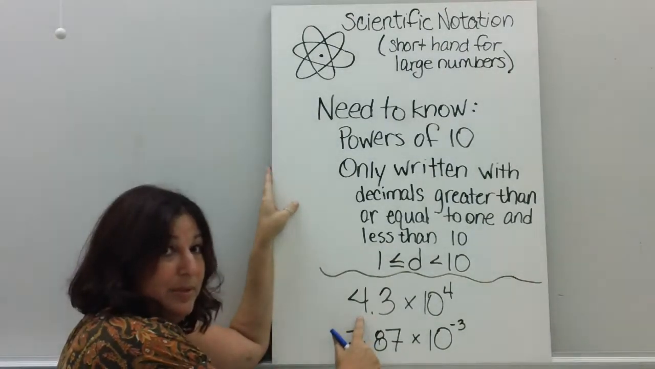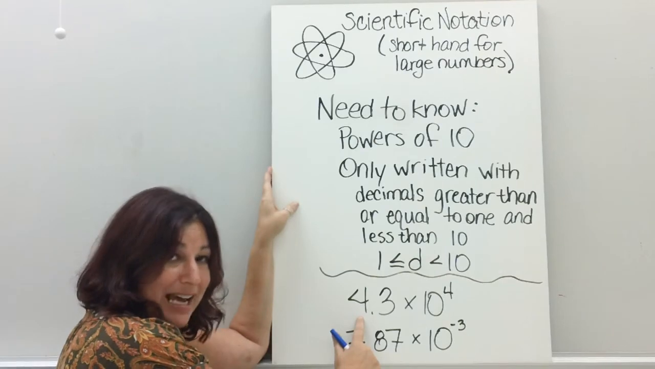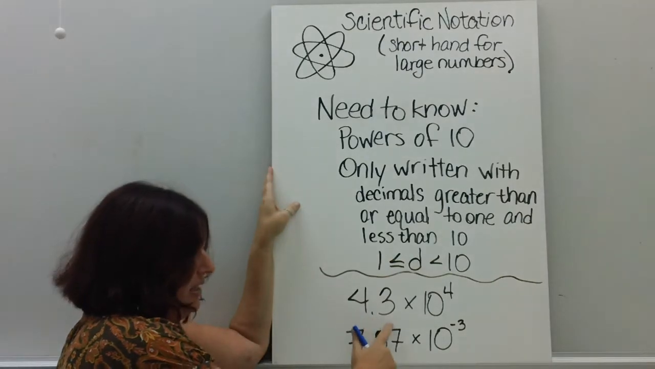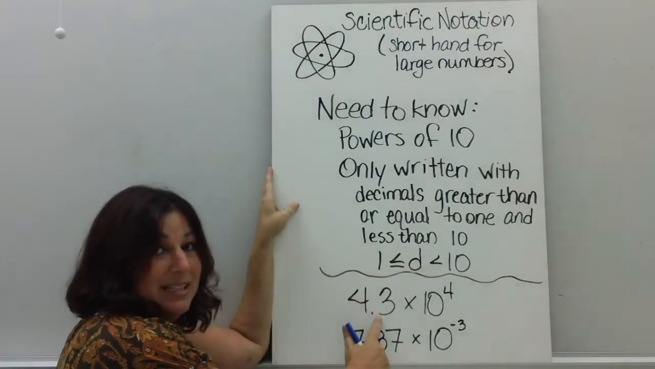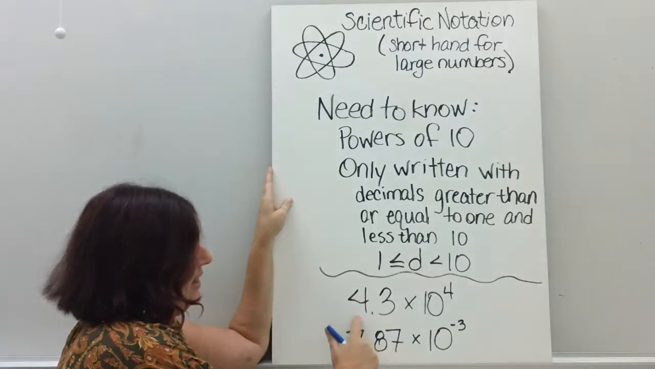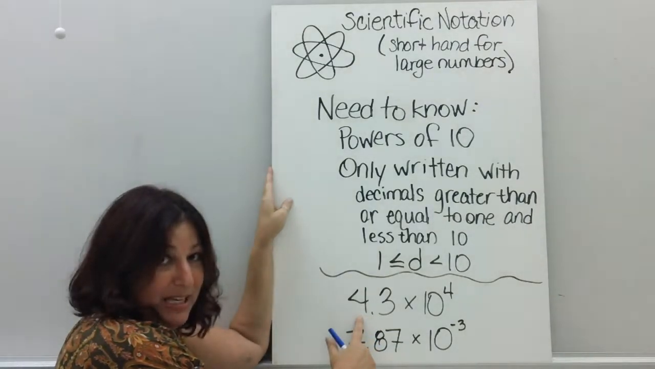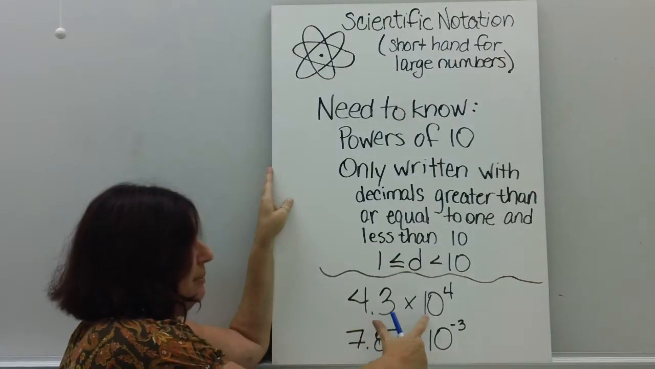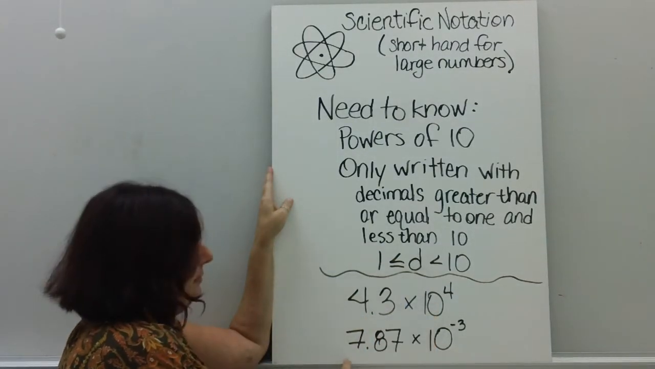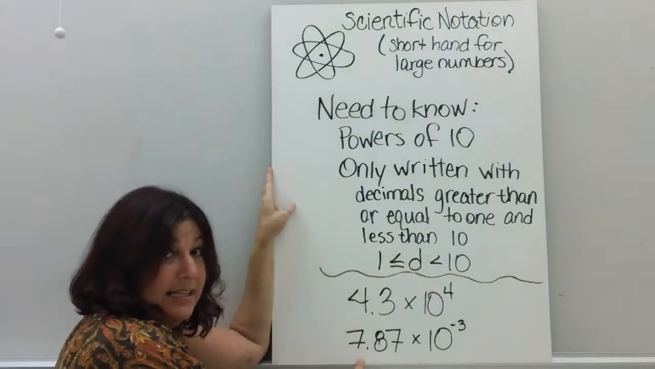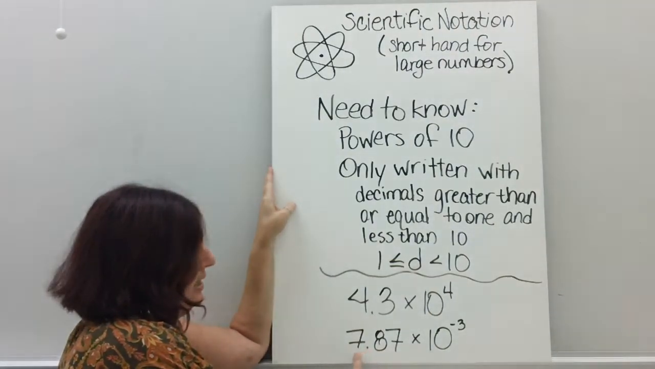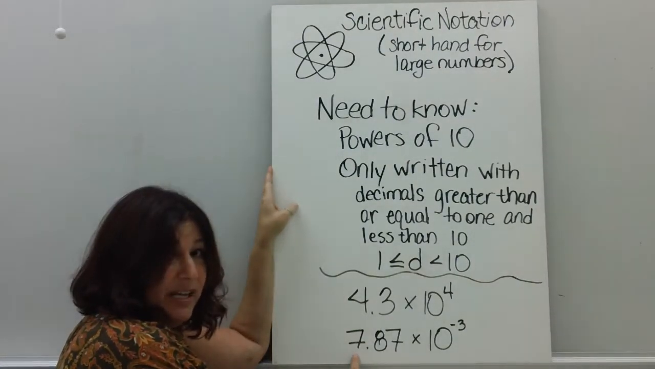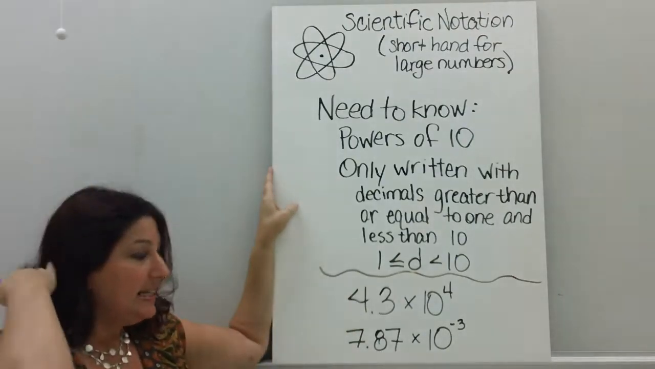This is an example of scientific notation. 4 is in between 0 and 10. It's greater than 0 and it's less than 10. Don't let the number of decimal places confuse you with the fact that this digit right here has to be greater or equal to 0 and less than 10. And then I multiply by a power of 10. Here I have 7 and 87 hundredths. Again, 2 decimal places, but 7 itself is greater than or equal to 0 and it's less than 10.